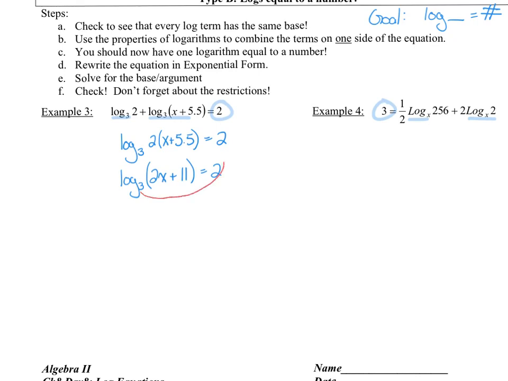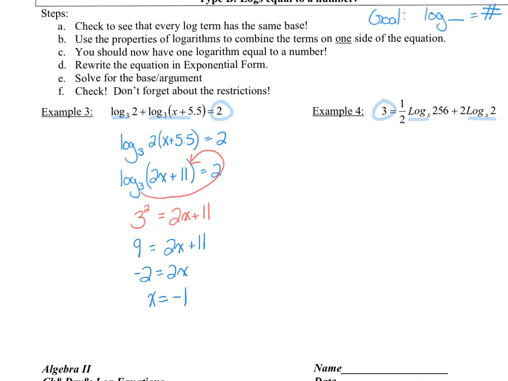So let's rewrite this in exponential form. So it's going to be 3 squared is equal to 2x plus 11. So we'll get 9 is equal to 2x plus 11. When you subtract that 11 over, we're going to get negative 2 is equal to 2x. And x is equal to negative 1.